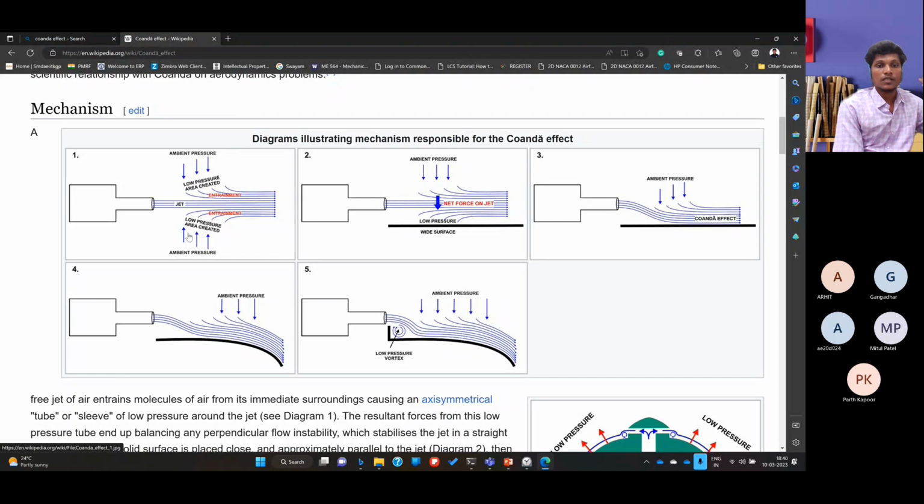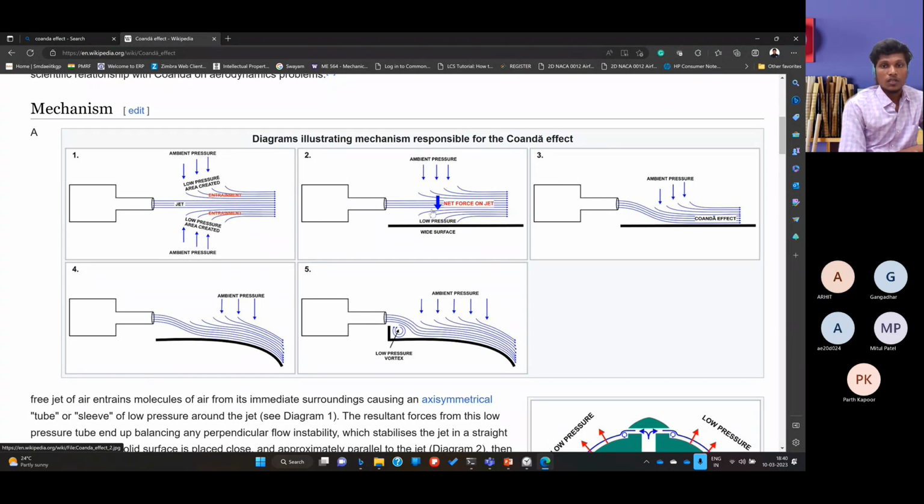So this is the ambient pressure, and this is also ambient pressure on both the bottom and top of the surface, and this is your high velocity. Because of this high velocity, and the intermolecular forces that exist, the jet drags the fluid present nearby in the surroundings as it moves forward. That is what we call entrainment. With this entrainment of fluid, you can see it happening on both sides.